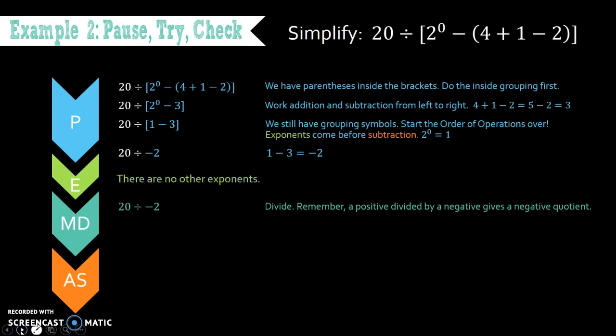Let's look for multiplication or division. I see division. We're going to remember that a positive number divided by a negative number is going to give us a negative quotient. 20 divided by negative 2 gives me a negative 10. And that's it. There's no addition or subtraction after that to complete.